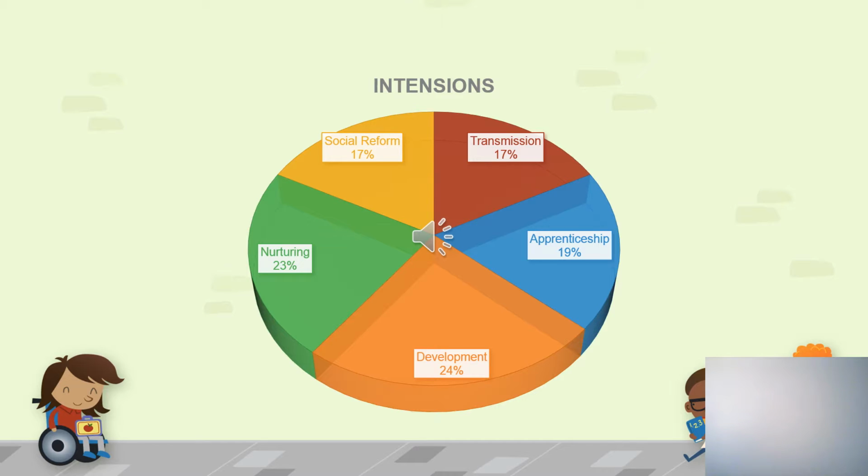On this pie chart, it can be seen that development was the highest score with a value of 24%, and social reform and transmission both having the low score of 17%. This is because, as teachers, we don't just teach subject matter, we teach for life. And a good teacher understands and knows exactly how to reach their students.